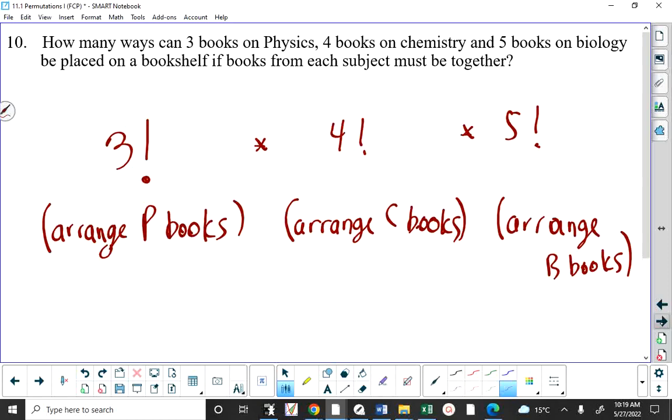It's all about decisions. I take out these 12 books, I put them on the floor, and I look at my bookcase, and I'm going to make decisions as to where everything goes. I've made the decision as to how to order the physics books. I've made the decision as to how to order the chem books. And I've made the decision on how to arrange the bio books. What other decision needs to be made? Jonathan?